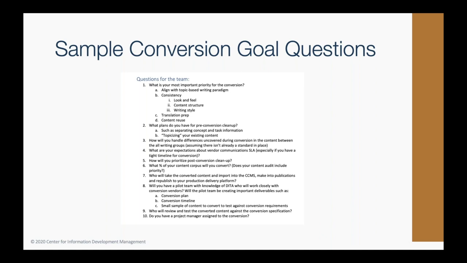This is part of a conversion checklist that I created for a Comtech client to help them define their conversion goals. These are just a series of questions that I asked the core team to ask themselves, to make sure that they were able to define and articulate the responses. You can see that this goes over some of the things that I already spoke about. So what's the important priority for the conversion? What plans do you have for pre-conversion cleanup? How will you handle the differences that are uncovered during the conversion?